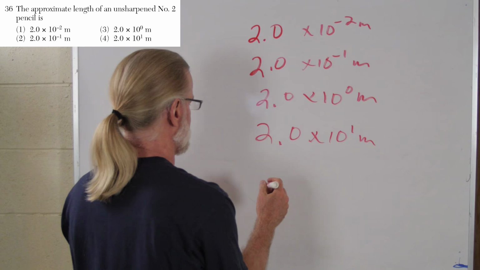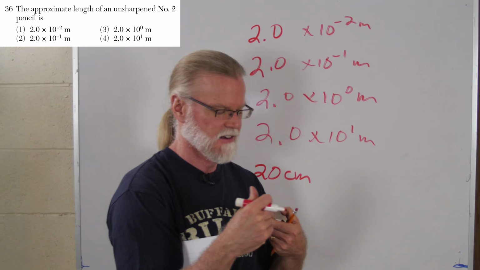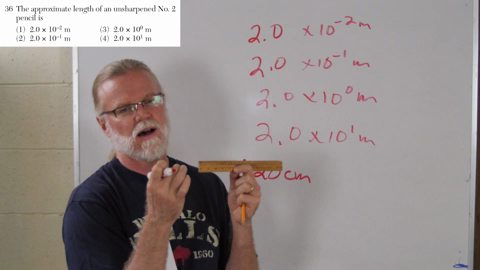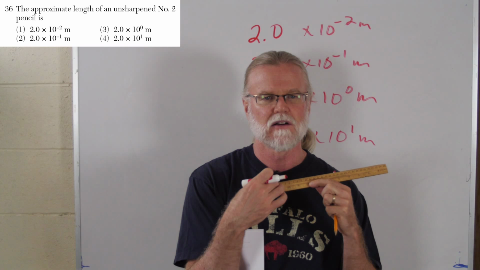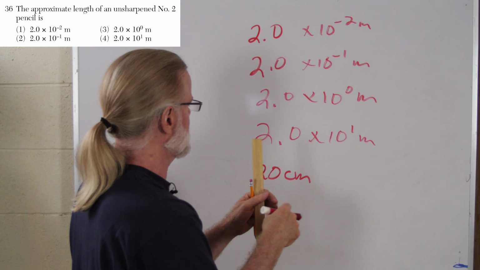Now on the rulers, a lot of times they'll say mm. The millimeters are the little ones. Hopefully you've figured that out by now. The numbers are actually centimeters. The little tick marks are millimeters. So that's 20 centimeters when you read there.